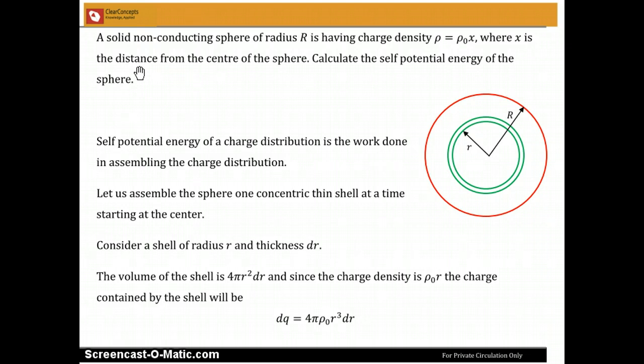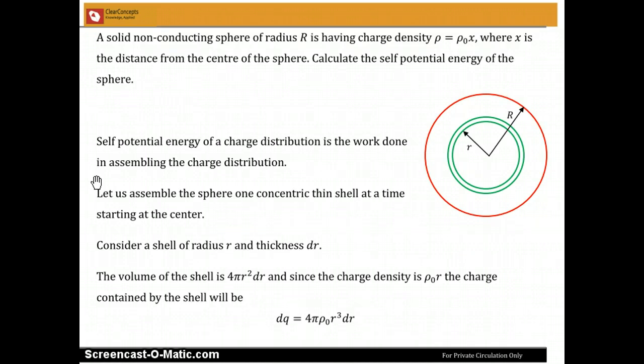So first let's define what self-potential energy of a charge distribution is. Self-potential energy of a charge distribution is precisely the work done in assembling the charge distribution from a situation in which they were all infinitely separated. So if all the charges were infinitely separated, what is the work that you do to actually assemble the charge distribution that you are considering?